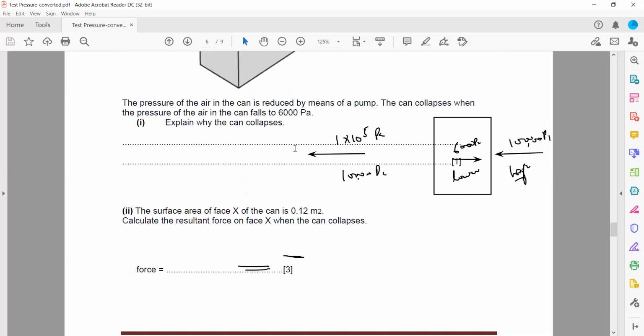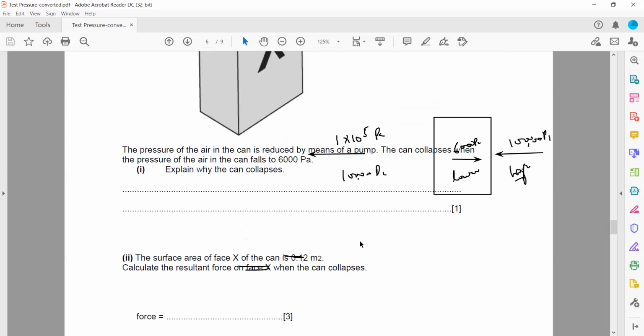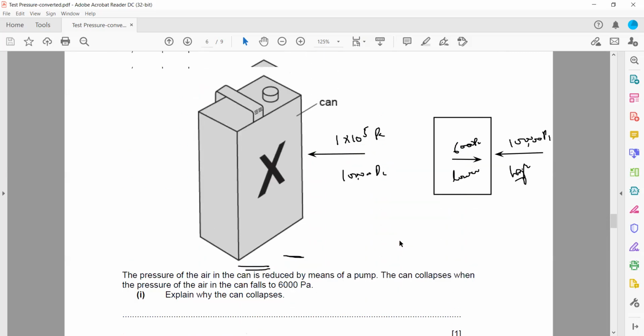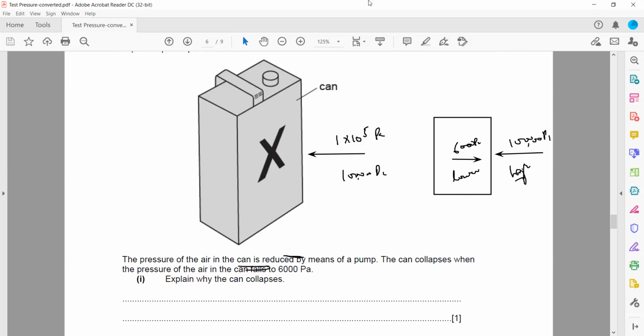The next part, we have to calculate the force. The surface area of face X is 0.12. Calculate the resultant force. First, what is the resultant pressure? From outside, it is 100,000 Pascal and inside it is 6,000. So 100,000 minus 6,000 is 94,000. So what is the result of these two pressures? The result is 94,000 Pascal.